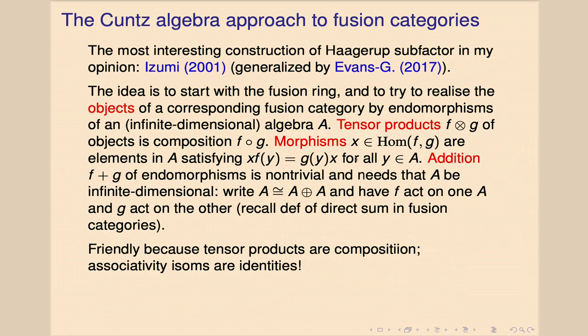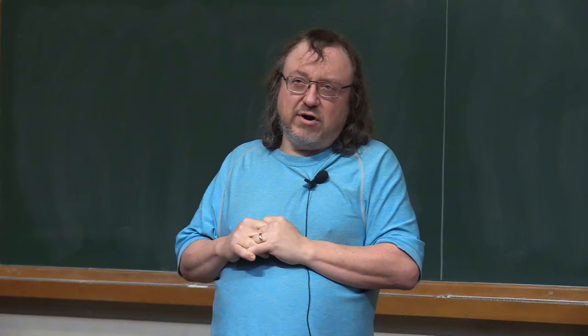To make this clear, multiplication, the tensor product, is just composition of endomorphisms. The composition of two endomorphisms is an algebra endomorphism. And the associativity, well, pretty much the only thing on planet Earth that's truly associative is composition. So the associativity constraints are all one. They're just the identity. That complicated part of the whole fusion category world is eliminated.